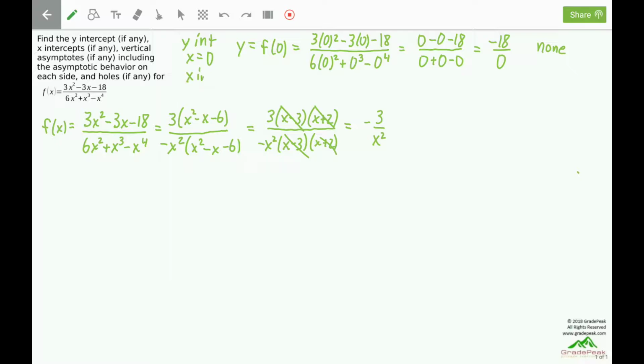The x-intercepts, where the function crosses the x-axis, defined by y equals 0, are found by taking the numerator in the fully factored canceled version of the function and setting it equal to 0 and solving for all x's. There are no x's to solve for, therefore there are none.